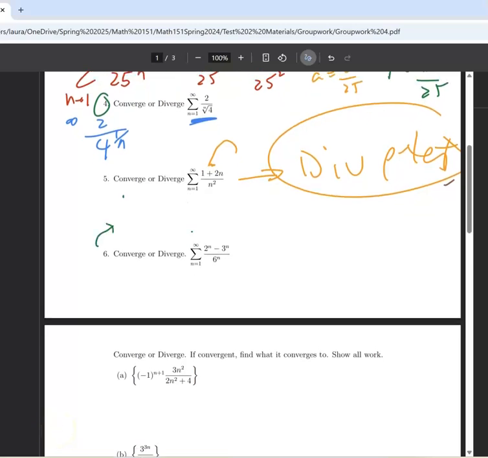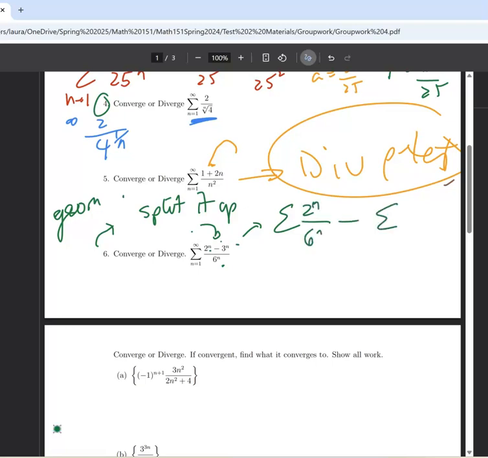This problem here has lots of nth powers, so I'm thinking geometric. But a really big thing about geometric is you cannot have a subtraction in there if you've got a common ratio. So you must split it up. So first off, I have the sum of 2 to the n over 6 to the n minus the sum of 3 to the n over 6 to the n.